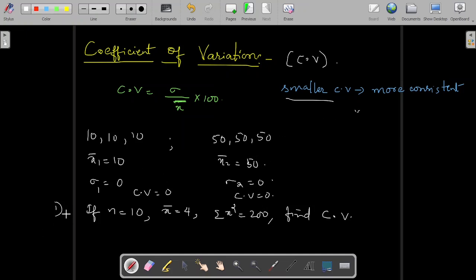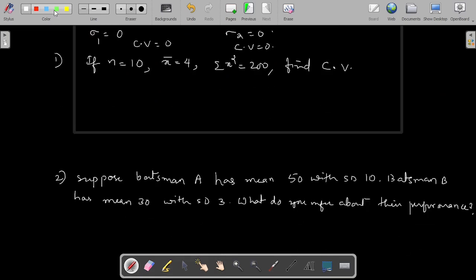This is in the case where the standard deviation comes out to be 0, and hence the CV comes out to be 0. In that case you have to check the mean. When the means are different, the higher mean will give you the more consistent series. Let us see an example. If n equals 10, x bar equals 4, and summation of x square equals 200, you have to find CV.